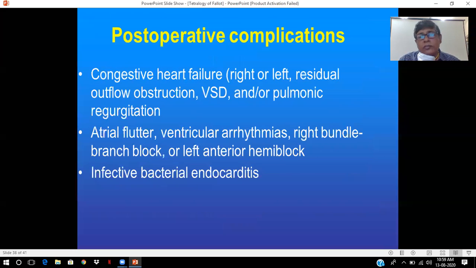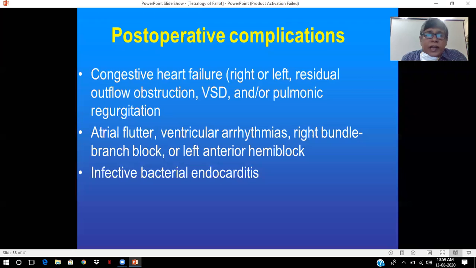Now there are certain complications of the operation. There can be congestive cardiac failure, as there can be some left to right shunt now. Residual outflow obstruction sometimes may be there. A residual VSD may be present, so now there will be a left to right shunt, and pulmonary regurgitation may also be there.